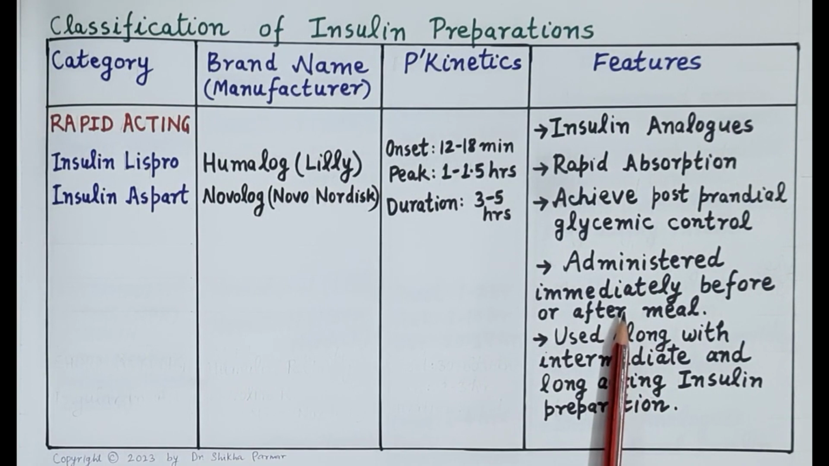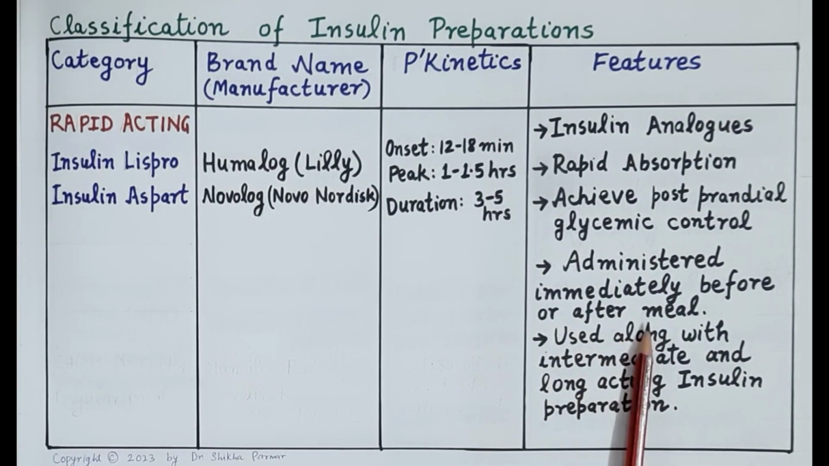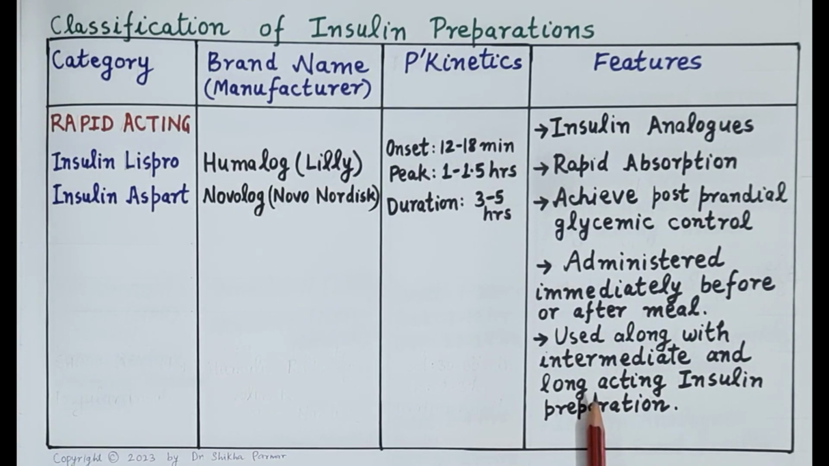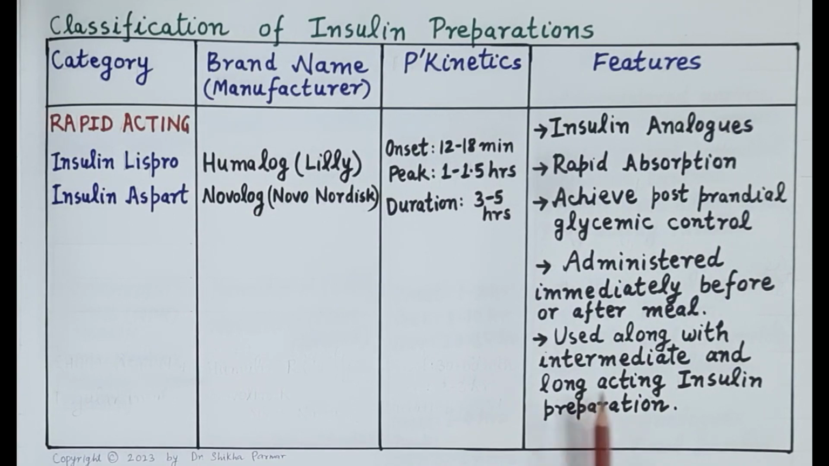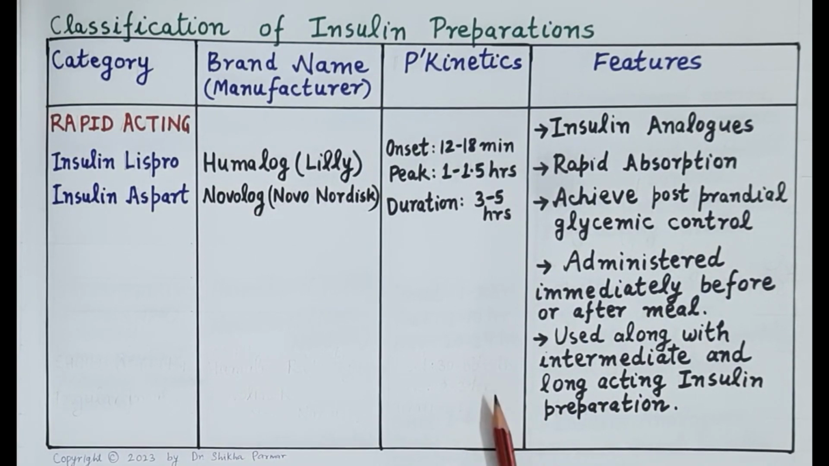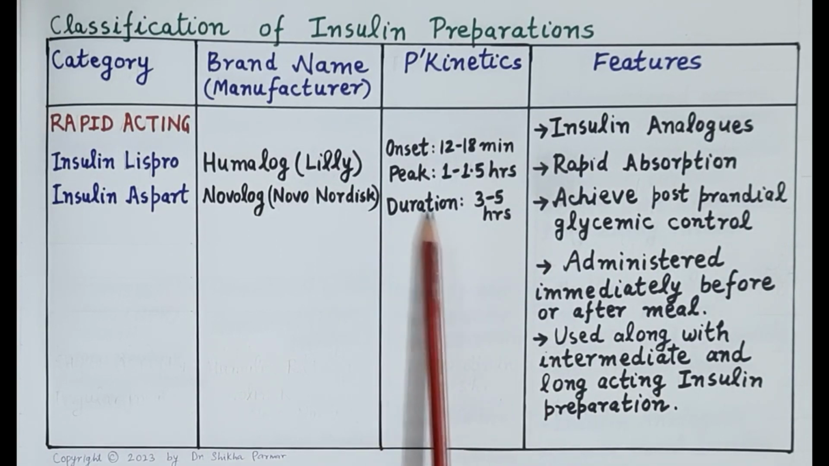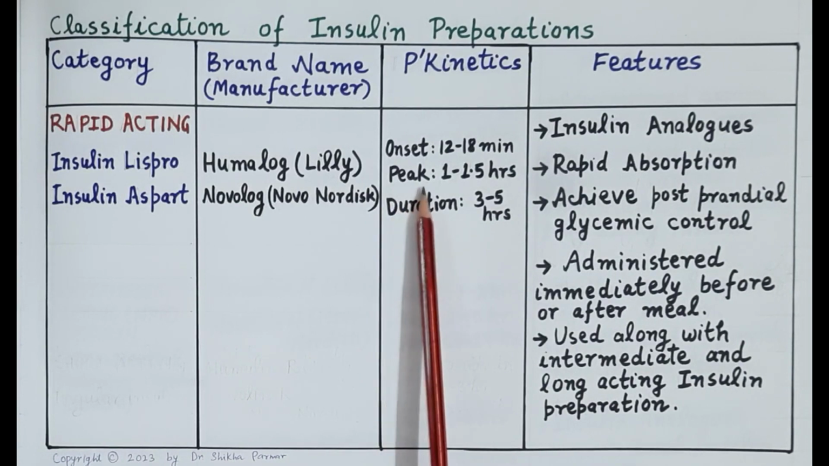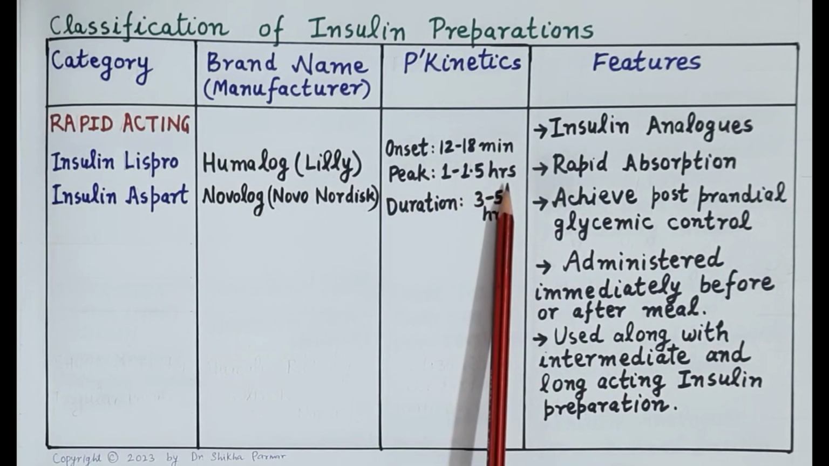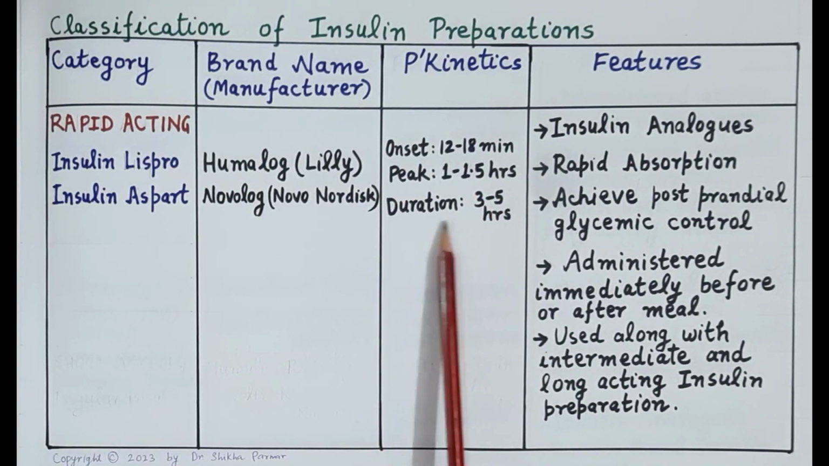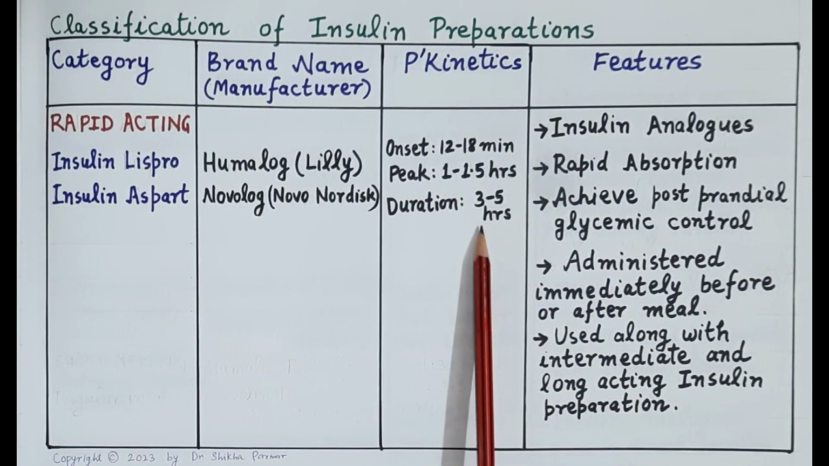These are administered either immediately before or after the meals. And these preparations are used along with the intermediate and long acting insulin preparations. Now, as already discussed, these intermediate and long acting insulin preparations provide glycemic control between the meals and overnight. So, very important, these rapid acting insulin preparations control post meal rise in the blood glucose levels. And as already seen while discussing the graph, the peak levels of these preparations is achieved in 1 to 1.5 hours after the subcutaneous administration, and the duration of effect is 3 to 5 hours, and therefore these are administered 3 times daily.